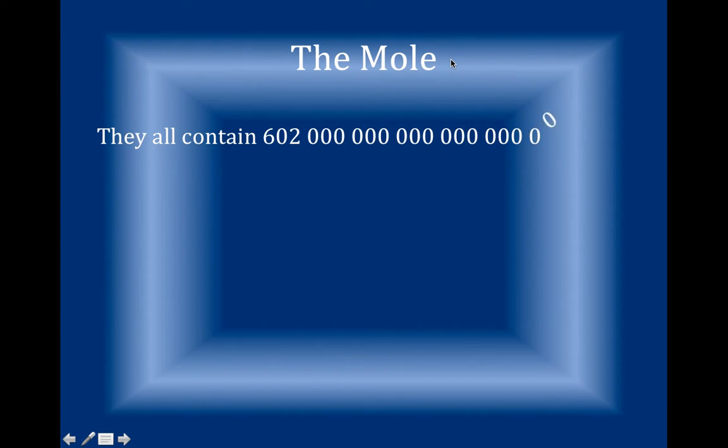So if you're wondering, you're going to write a 602 followed by 21 zeros. And it's customary to leave a space. Don't use commas, leave a space to create these triplets. So they all contain 602 with 21 zeros, particles.